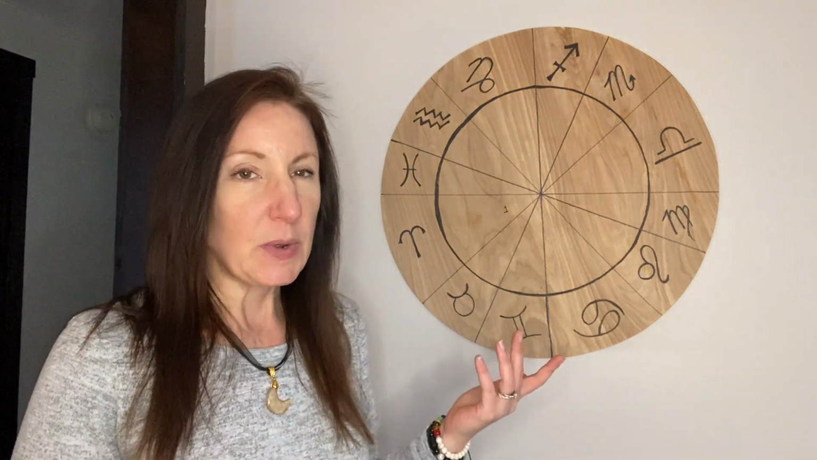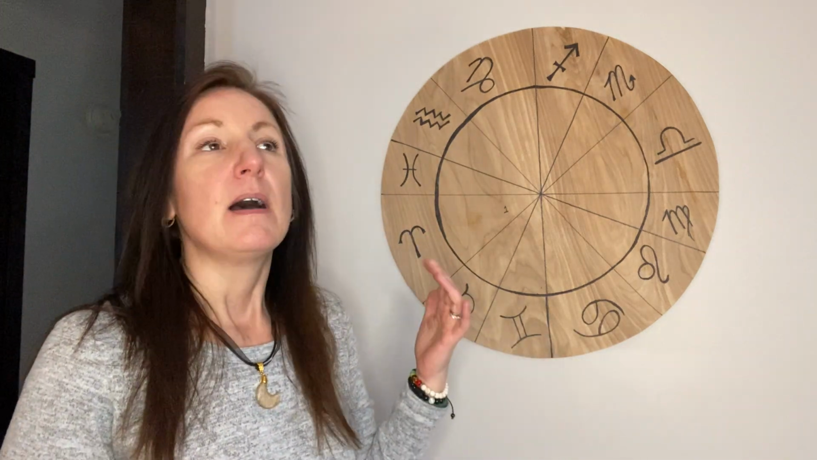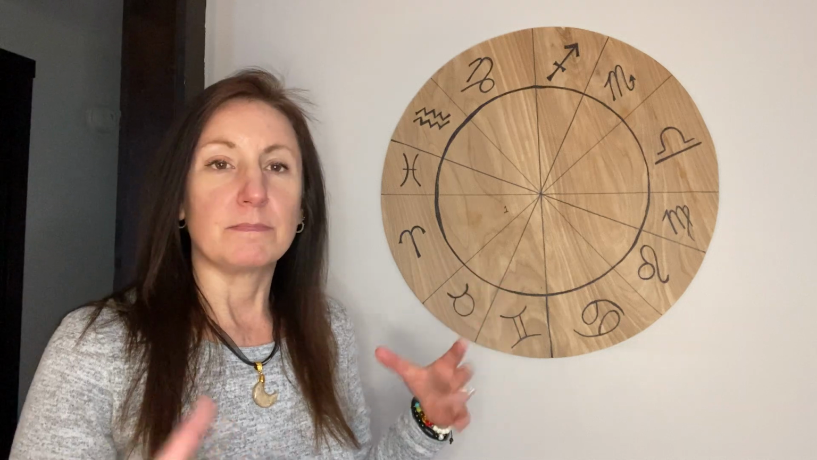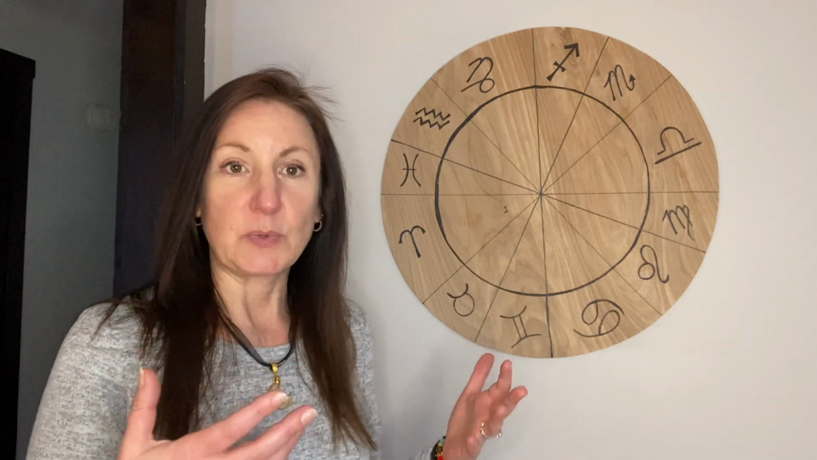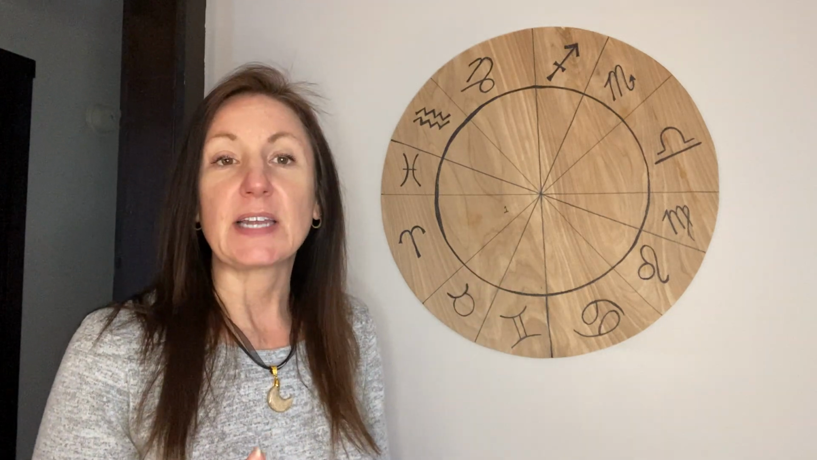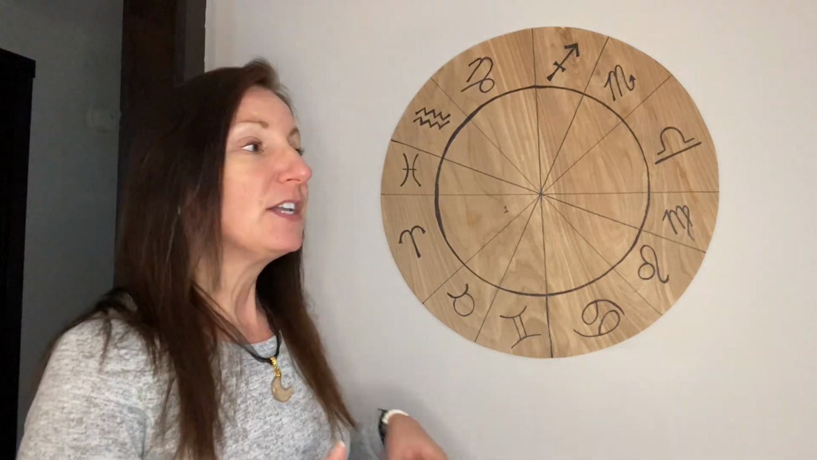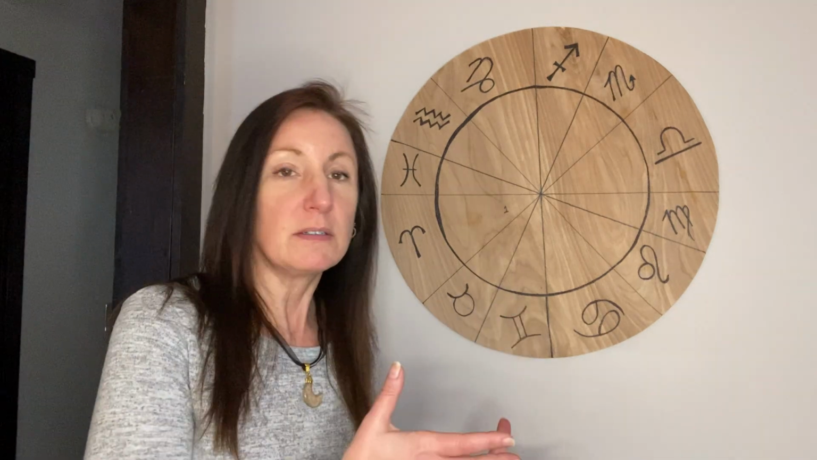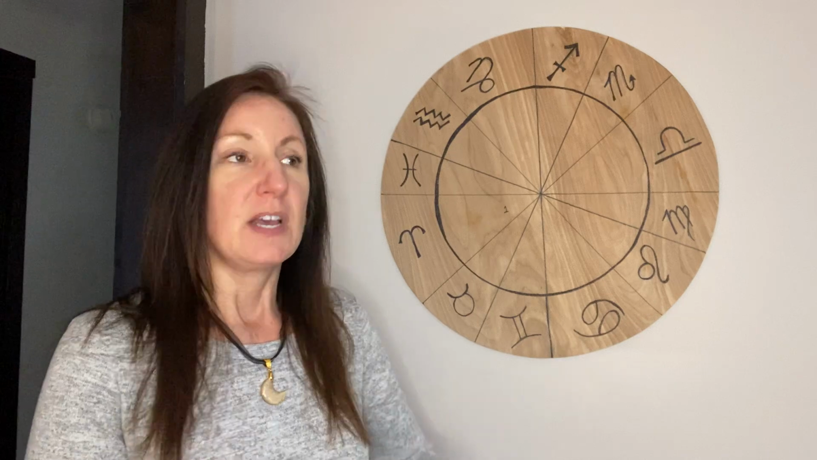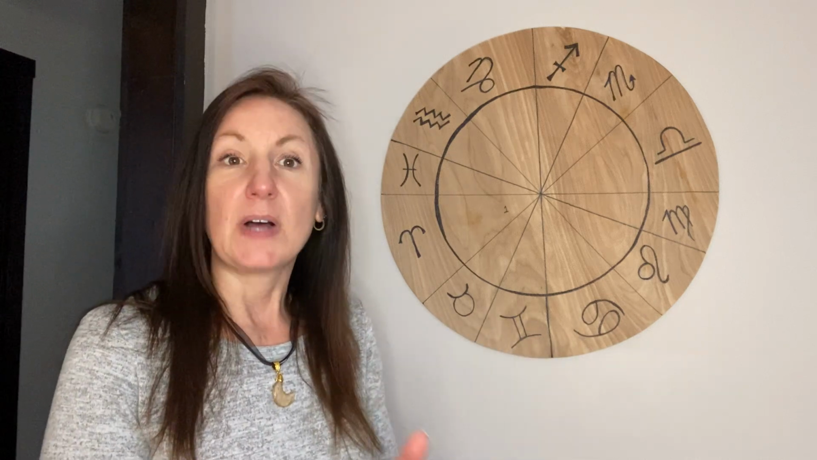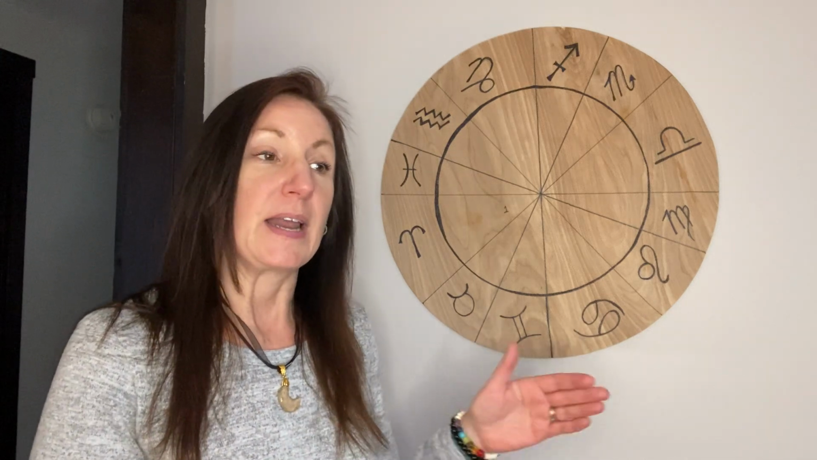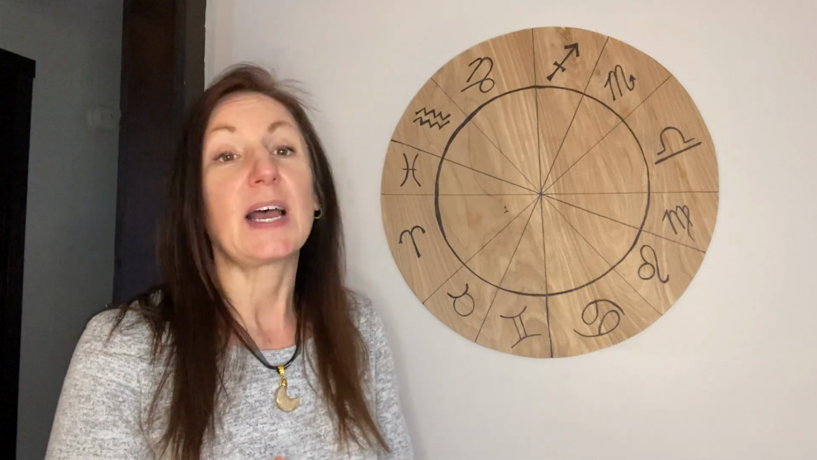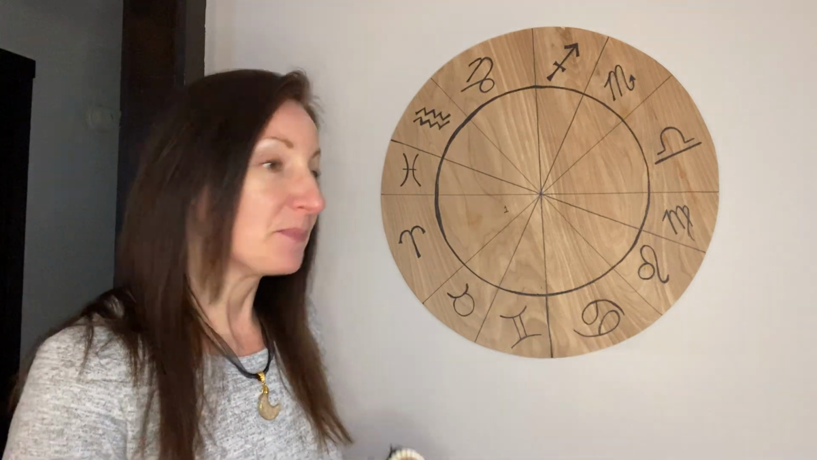So in our last video we talked about the quadruplicities, which are the cardinal, fixed, and mutable signs. So each cardinal sign will have one of each. Each fixed sign will have one of each element, and each mutable sign will have one of each element.